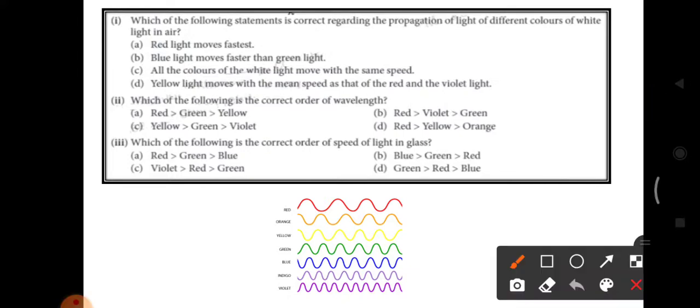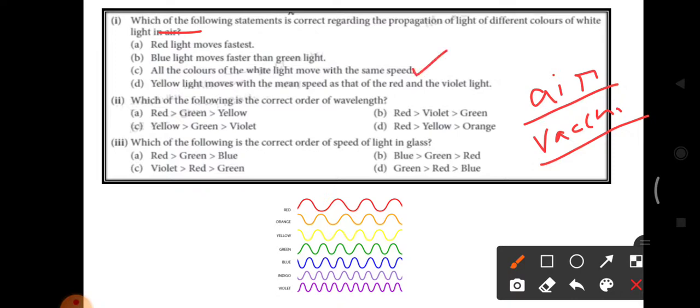Which of the following statements is correct regarding the propagation of different colors of white light in air? If you take air and vacuum, the speed of the light of all the colors is the same. So, all the colors of the white light move with the same speed is the correct answer. In air and vacuum, all the colors of the light move with the same speed.